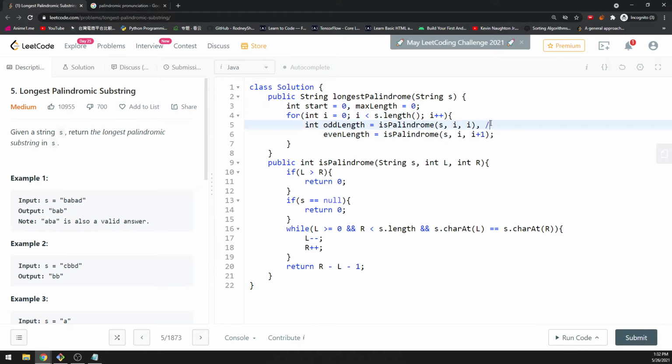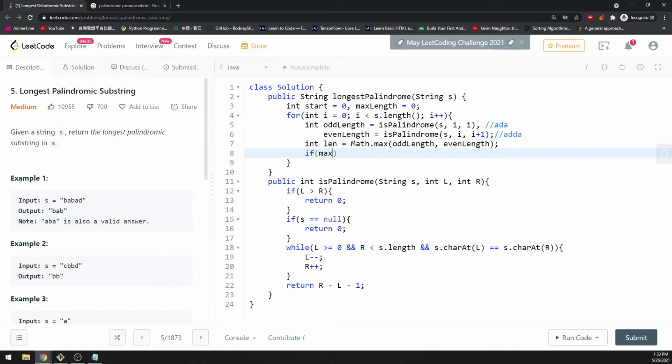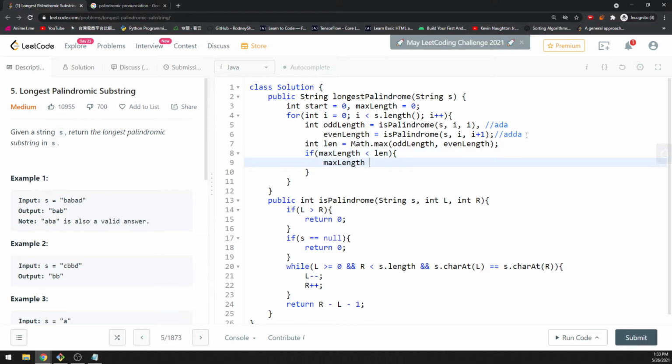So for this example, this would be ABA, and this would be ABBA. The starting position for the even case, the left is here, but the right is here. But for the odd length, it's the same position for left and right. Now let's check which one is greater, for the local length, so Math.max of odd length and even length. So if the max length is less than length, then we just replace it with length.